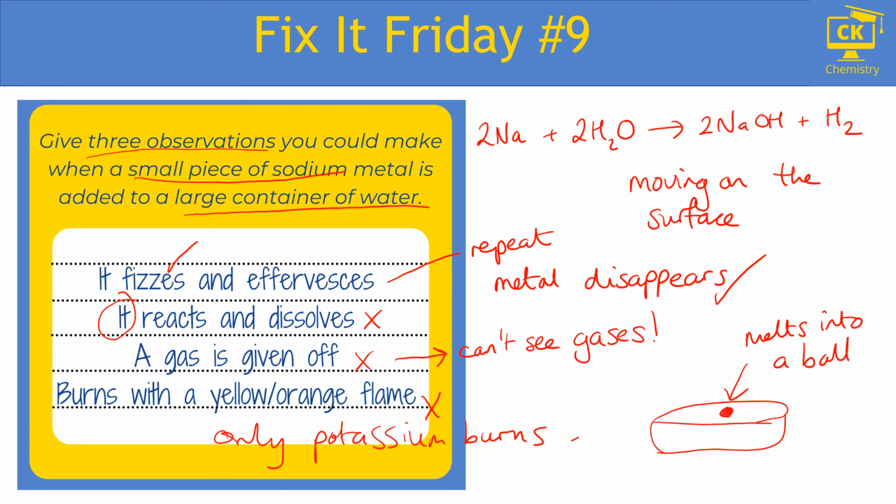So sodium will do this, lithium will not do it because it doesn't get hot enough to melt. Potassium will do it, although you may not notice it because you're too busy looking at it catching fire with a lilac flame. Group 2 metals will not do this, so they will not float. They will move around a little bit because of the bubbles given off, and they will not melt into a ball either because they won't have enough heat energy to do that, and also group 2 have higher melting points.